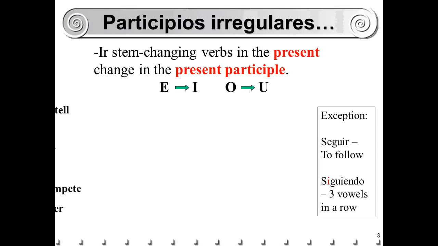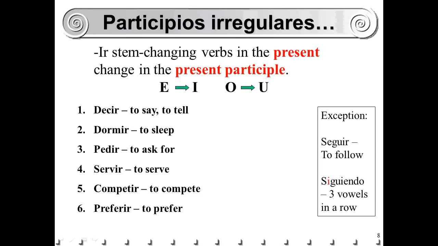You have IR stem changers. IR stem changers in the present. Okay, fill this in your sheets. Change in the present participle. E to I and O to U. These are just ones that end in IR. We're going to be practicing this a lot in class. So we had decir. An example would be diciendo. The E changes to an I.